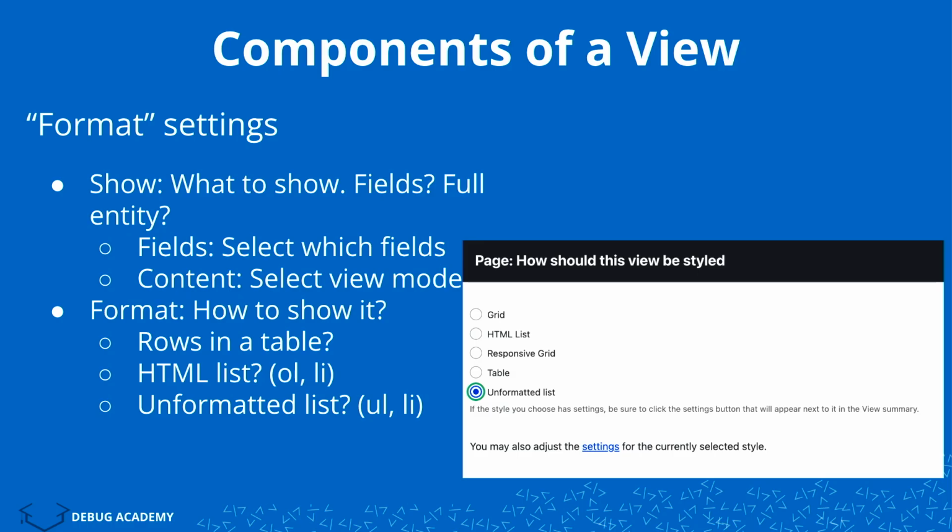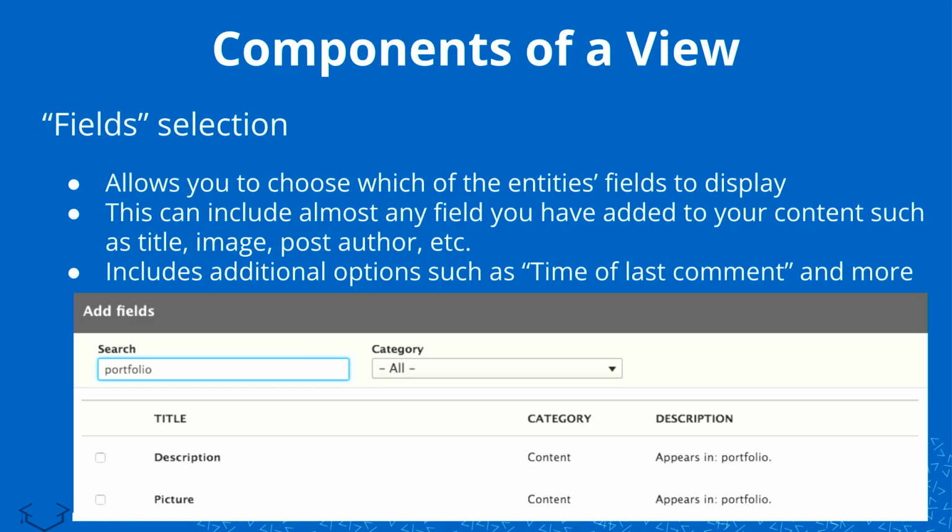So the first step would be to select the format of your list. You can do an unformatted list, an HTML list, which is an ordered list. You could do a table format, or a grid, which would allow you to specify, oh, I want a 2-column grid layout, or I want a 3-column grid layout, things like that.